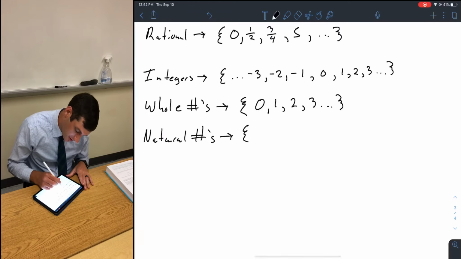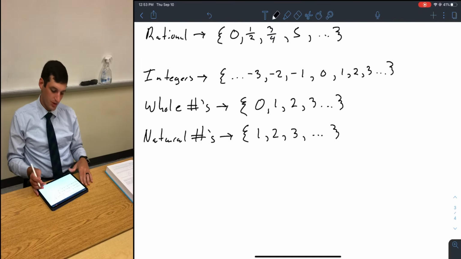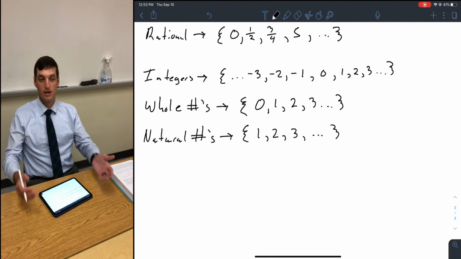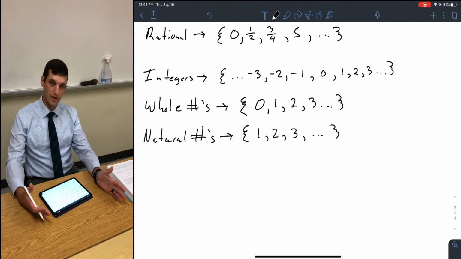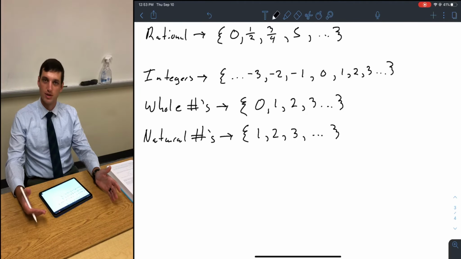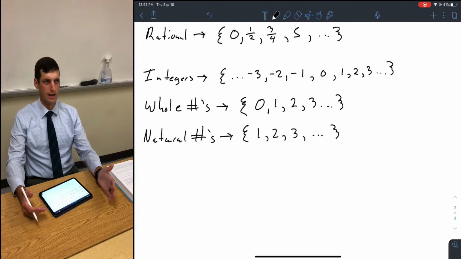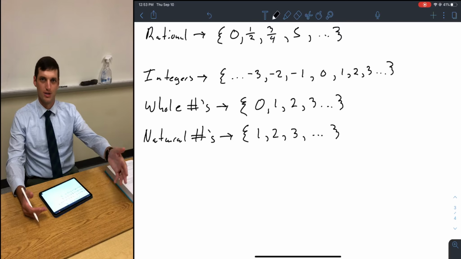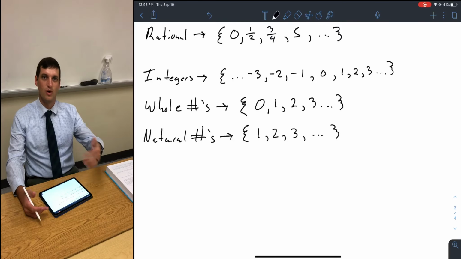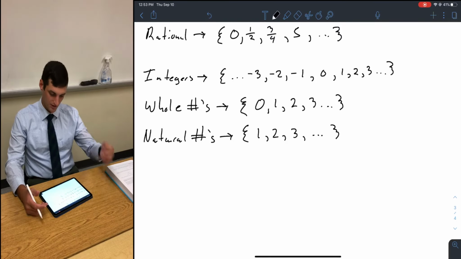And these are the whole numbers, but without 0. 1, 2, 3, and so forth. They're called natural numbers or counting numbers because we naturally count that way. 1, 2, 3, 4. We don't say -3, -2, -1, 0, 1, 2, 3. We naturally count 1, 2, 3, 4, and so forth.